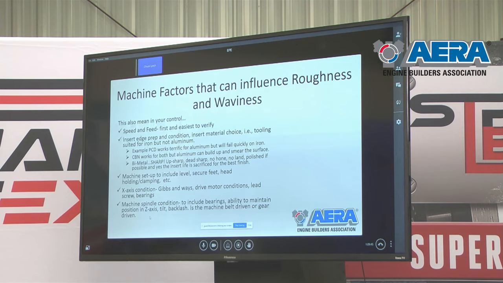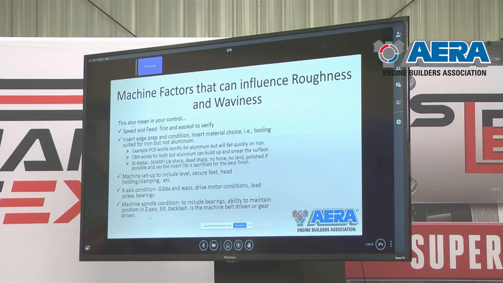And yes, insert life will be sacrificed because, like your kitchen knife, the sharper you have it, the quicker it gets dull. You have that with these inserts as well. They do a terrific job if they're really sharp and polished and stuff doesn't want to stick to it. But you also lose that edge a bit more quickly. So just keep that in mind.